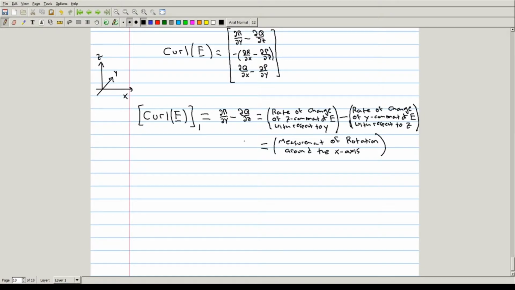This is the first component of the curl. And I encourage you to go through and experiment with this and look at how the other components of the curl are giving you the same, only with respect to their own individual axes. So for instance, the second component of curl is giving you a measurement of the amount of rotation of the vector field f about the y-axis. And the third component of the curl is giving you a measurement of the rotation of the vector field f around the z-axis.